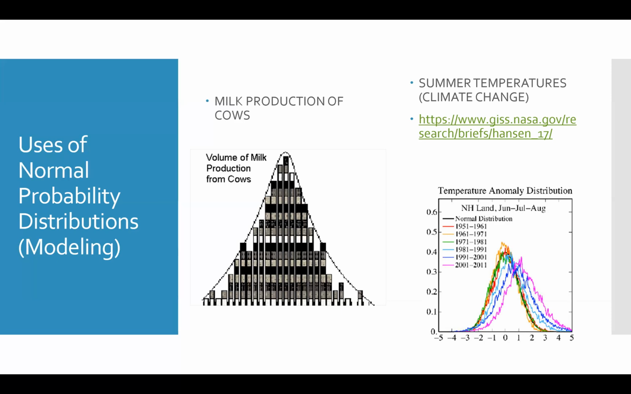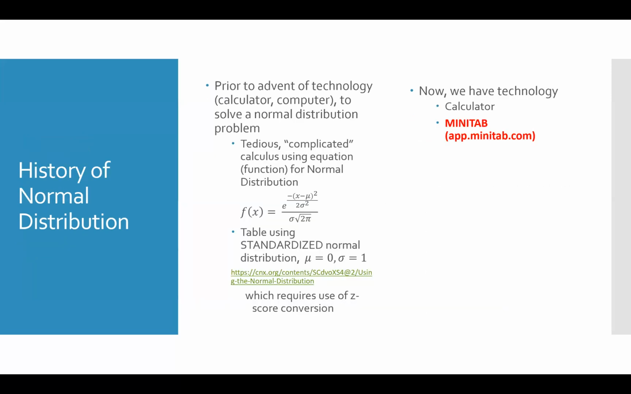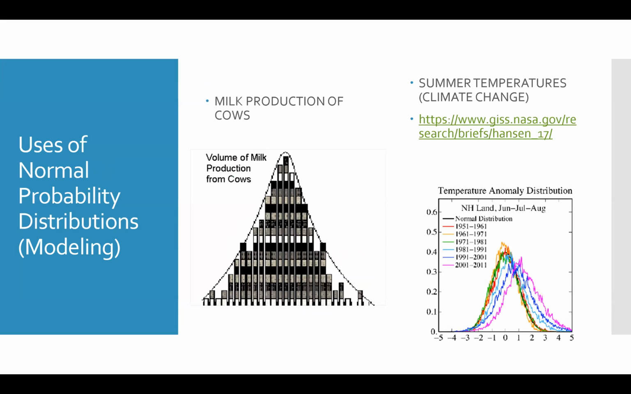Temperature, if you look at temperature changes over a period of time, again, they follow the different seasons. They tend to follow a normal distribution. So again, there are a variety of applications for the normal distribution. It is one of the most used probability distributions in the world of statistics.